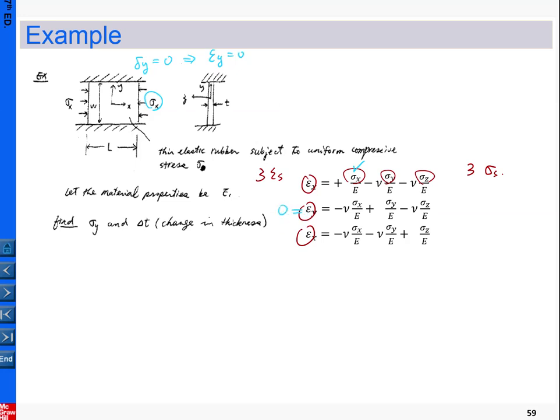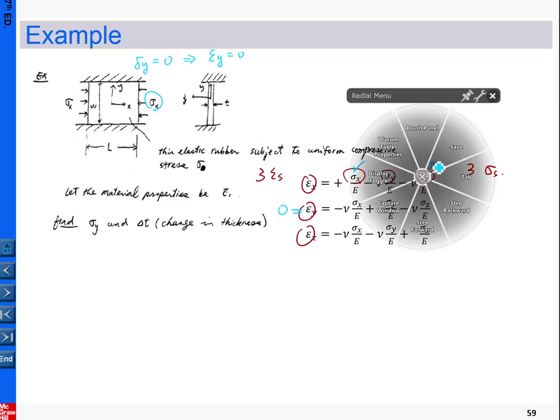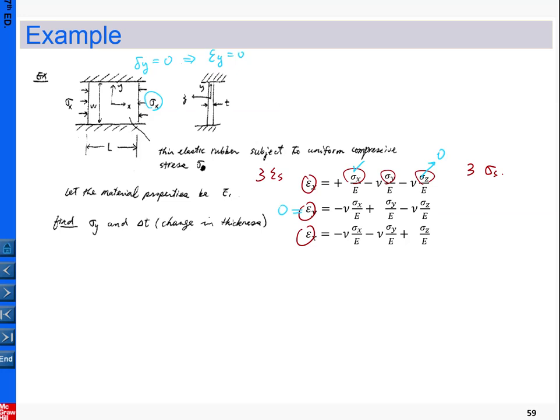Okay, and then what else? In the z direction, this material is free to deform, free to expand or free to contract. So it is free to move, free to deform, which means there is no stress, so this one equals 0. Okay, so given the 3 equations, how many unknowns do we have right now? 1, 2, 3. We only have 3 unknowns with the 3 equations. Basically, we can solve for them completely.